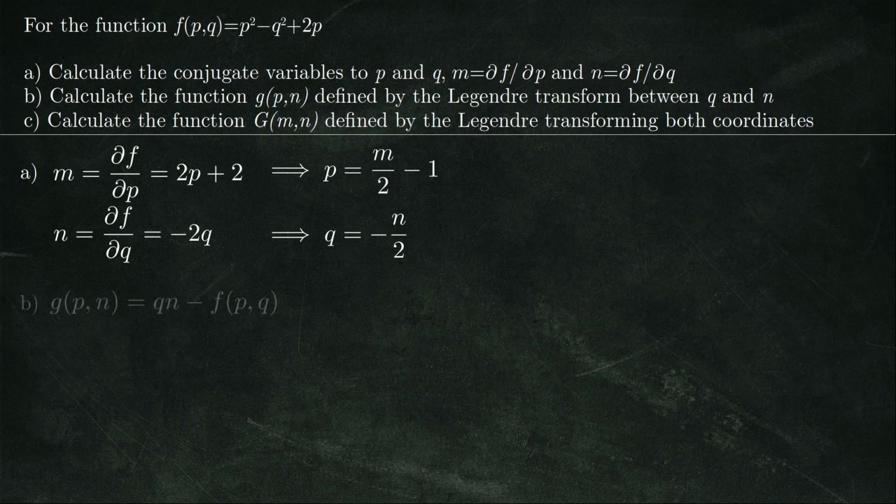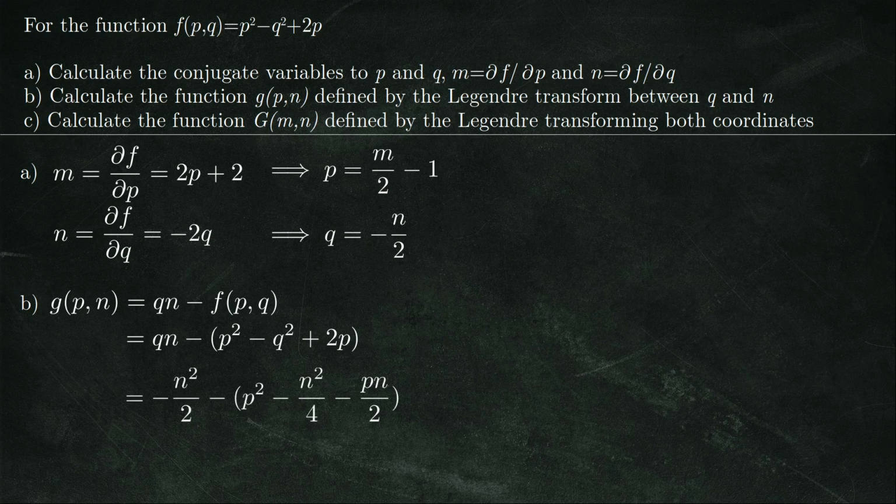Then for part B, we want to calculate the Legendre transform between q and n. So we start off with our function g, which is qn minus the original function f. Then we substitute in for f. And then this is a function of p and n, not a function of q. So we substitute in for q in terms of n. And then we can simplify. All right, have a go at C on your own and then come back to the video.